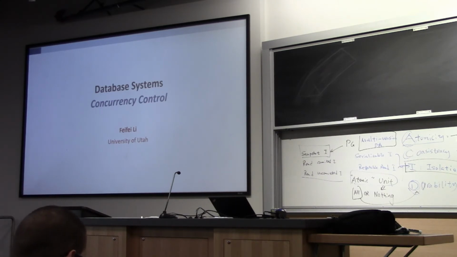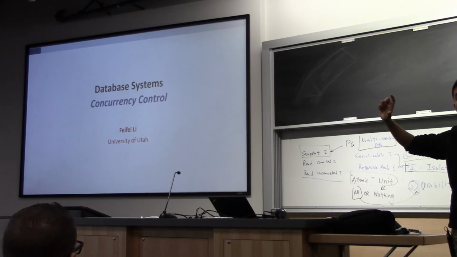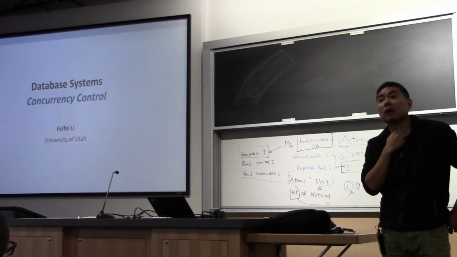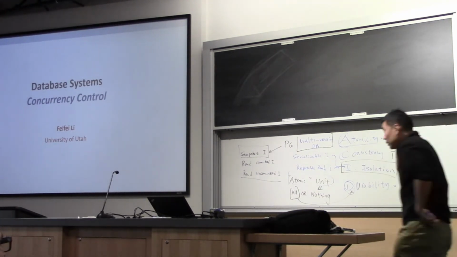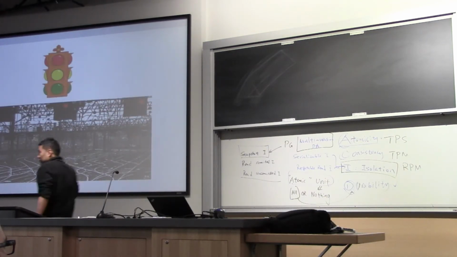In practice, ensuring isolation with concurrency control has implications for how you guarantee A and D, which I'm going to ignore for the discussion here. Okay, concurrency control is this semaphore thing, right?